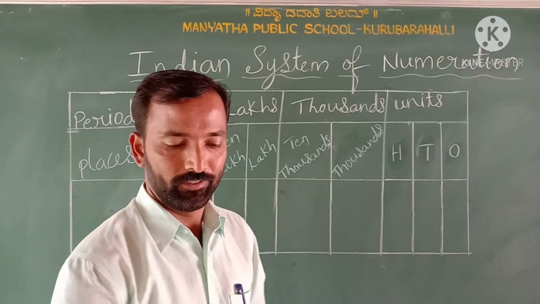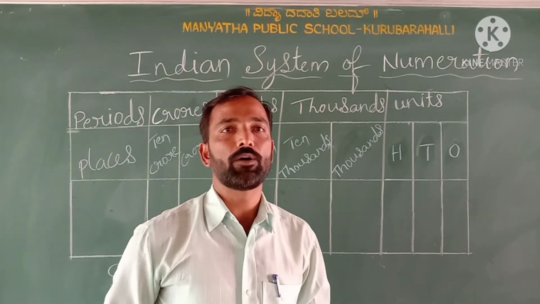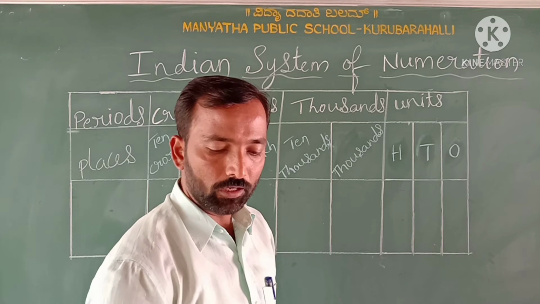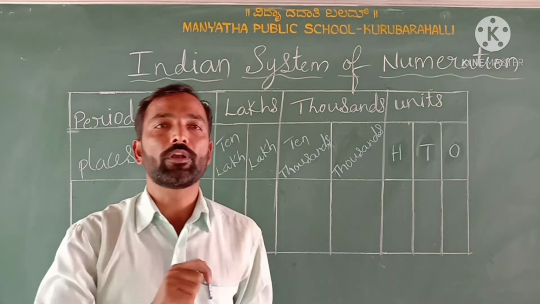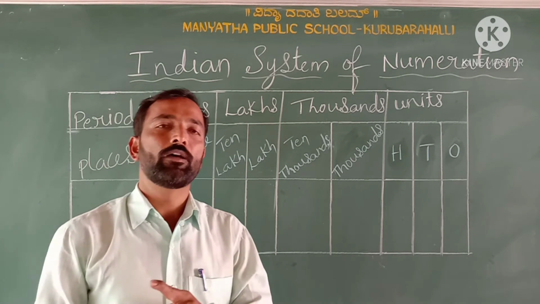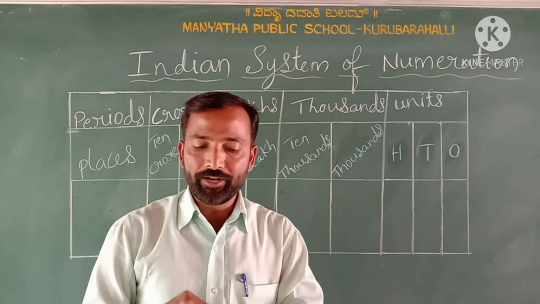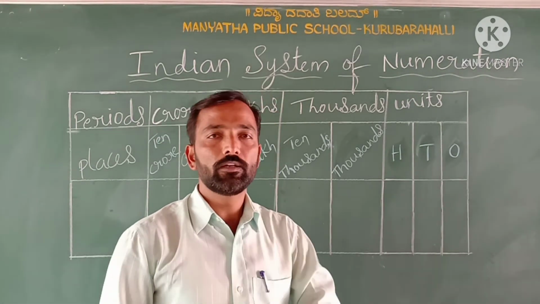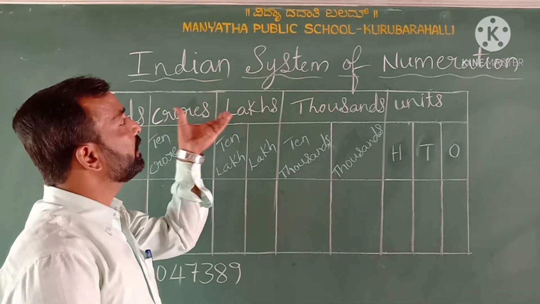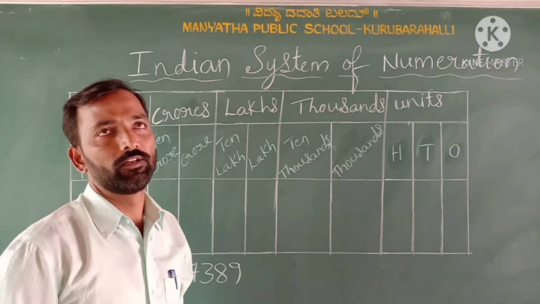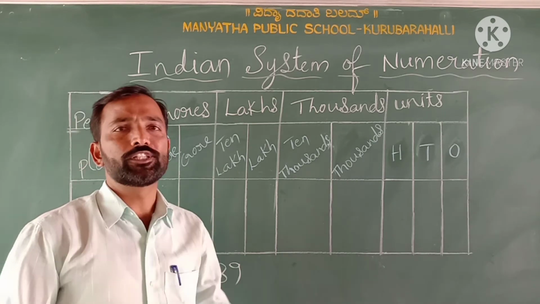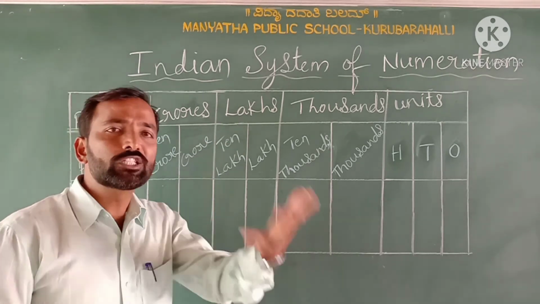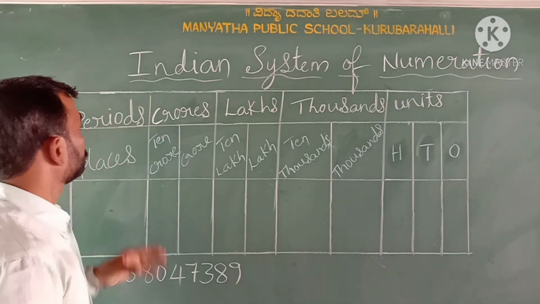Hi everybody. Here today we have to discuss the Indian system of numeration. It is a continuation of the chapter Knowing Our Numbers. Already we discussed in the first video part comparing numbers, formation of numbers and shifting digits. Today we are discussing the Indian system of numeration. You have already discussed this in your previous classes. Just once again, recall that.